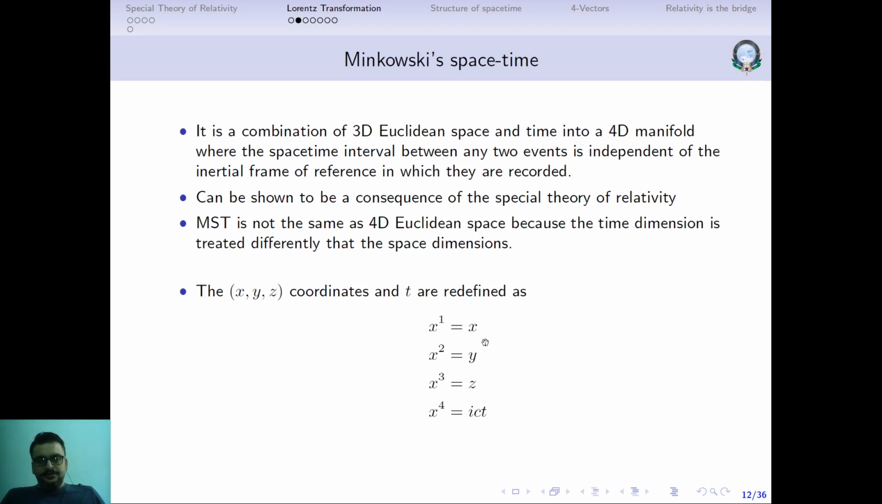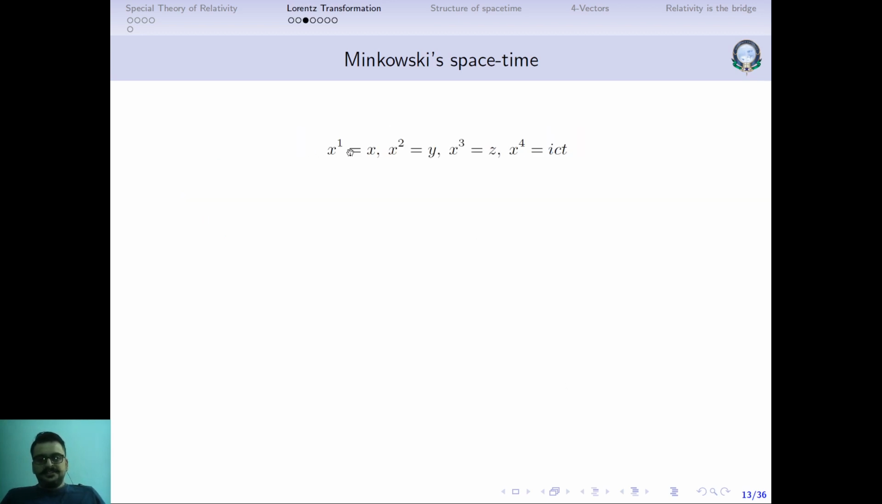So this is how you redefine. This is the Minkowski spacetime. These are the 4 dimensions. The first 3 are the space dimensions, and the last one is the time dimension. So x1 is x, x2 is y, x3 is z, and x4 is simply ict. Or you could turn them around. If you know x, y, z, and t, you can find out x1, x2, x3, and x4. Conversely, if you know x1, x2, x3, x4, you can find out x, y, z, and t.